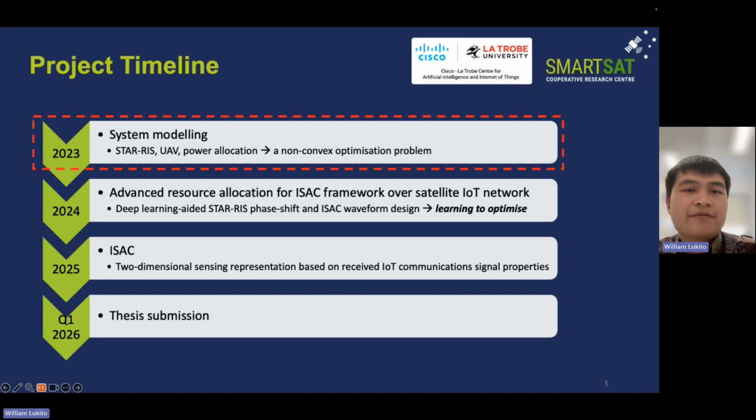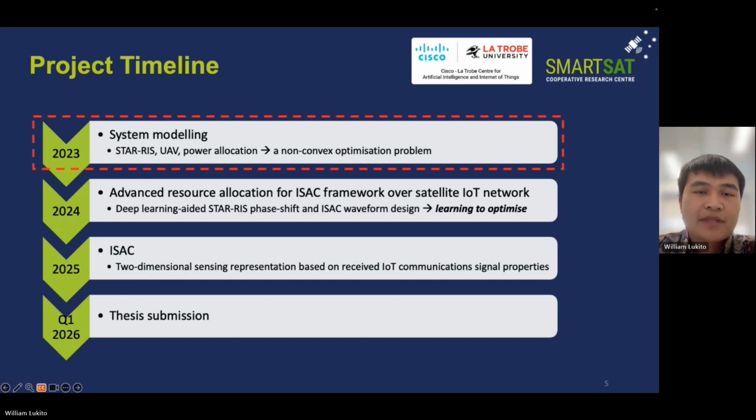Okay, so now as for the project timeline, basically we separated it into 3 parts according to the years. During my first year of PhD, we developed an understanding of the system model, and we demonstrated a non-convex optimization to demonstrate the system model. And this consists of the deployment of 6G key technologies such as StarRIS and UAV.